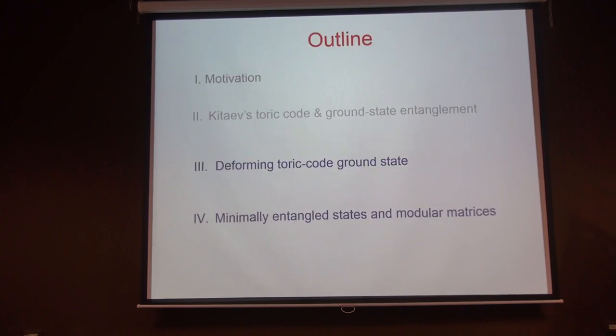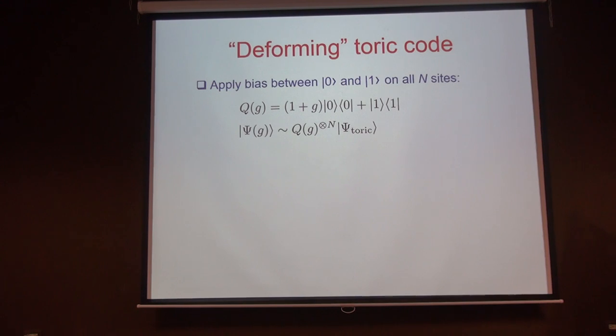Okay, so this comes to the second part. What do I mean by deforming the toric code? For each site, I want to add a different weight to my wave function. For the 0, I get a weight 1 plus g. For the 1, I just have 1. I do this for all the lattice sites.